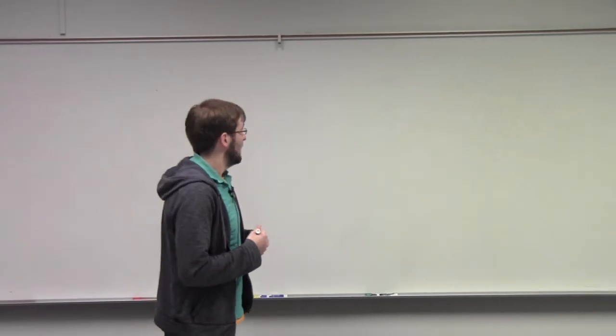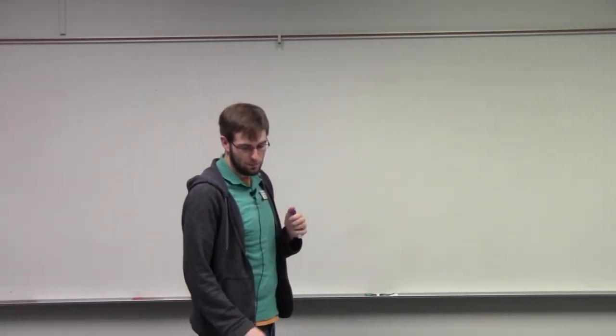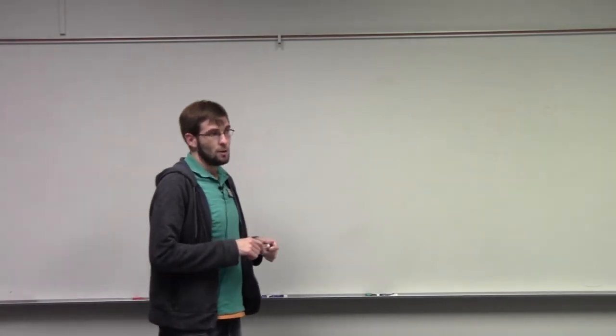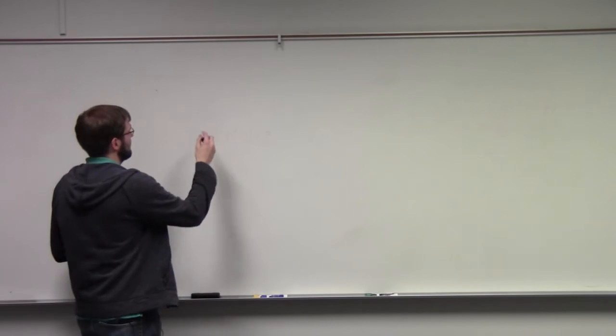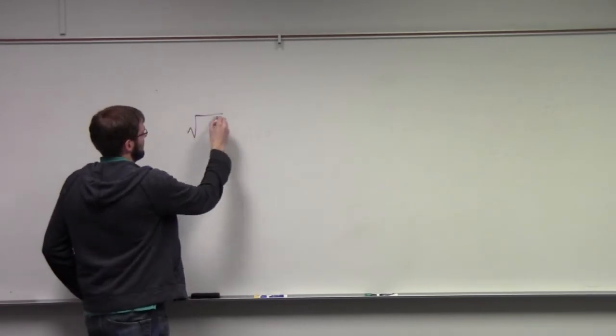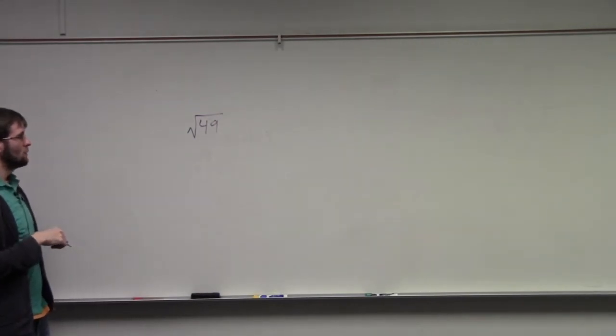Alright, so when we factor, not factor, I keep saying factoring, but we're going to simplify radicals. And we're going to start off with some simple radicals to simplify. So the first one we have, I'm just going to work down in columns. So I have the square root of 49.